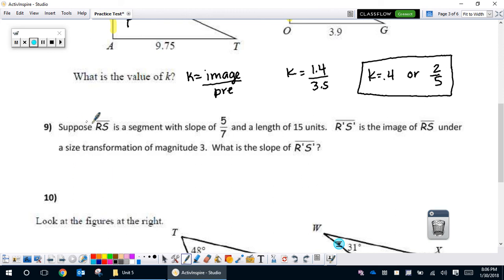Okay, suppose segment RS is a segment with a slope of 5/7 and a length of 15 units. Segment R prime S prime is the image of segment RS under a size transformation of magnitude 3. What is the slope of the primed image? Well, there are a lot of numbers here and a lot of information, but during a size transformation, slope doesn't necessarily change. So your slope is still going to be 5/7.